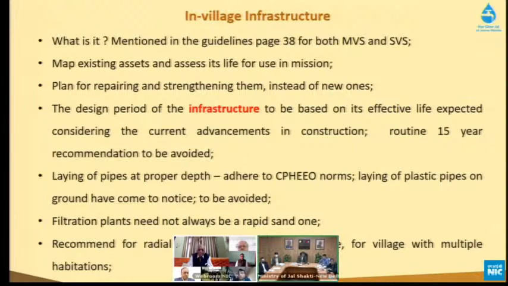Filtration plants: we found that in some places people just blindly adopt rapid sand filters. It's actually not required. In many places, even repairing existing slow sand filters or changing the filter material will yield more water than constructing a new one. So always kindly have a frugal engineering approach, so that a lot of thinking goes in before adopting them in the estimates. And we recommend the radial distribution system for a village with 4 or 5 habitations so that everyone gets equitable water supply. Next.